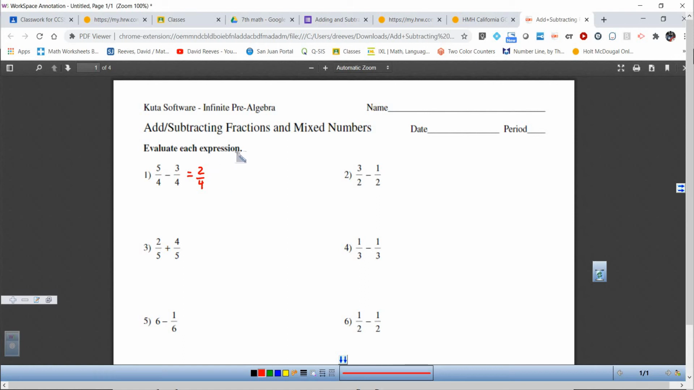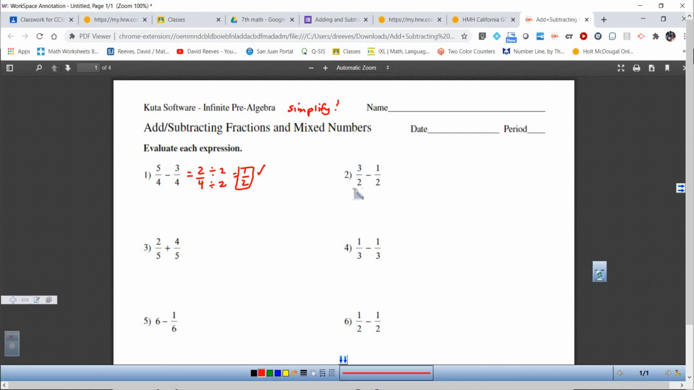All right, now the instructions on this worksheet do not specifically say, but we should always try to make sure that we simplify our fractions, okay? Which means that we need to divide out any common factors. Well, 2 and 4 are both divisible by 2. So when I'm done with this, I get 2 divided by 2, which is 1, and 4 divided by 2 is 2. So my answer is 1/2. So 5/4 minus 3/4 gives me 2/4, but 2/4 simplifies down to 1/2, okay?